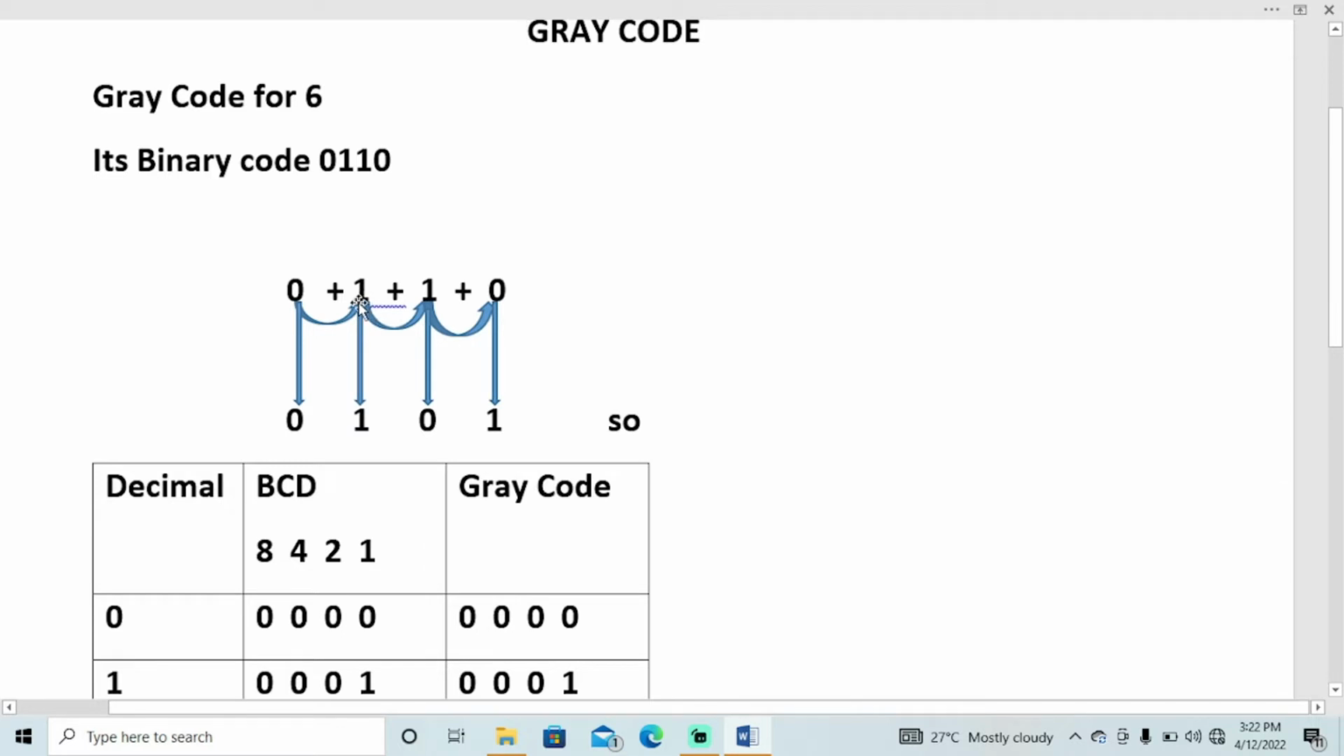And now for the third one, we take the second binary digit and add it with the third. Of course, 1 plus 1 according to binary addition rules, you will get 0 carry 1, but now you will just disregard the 1 and write the 0. And now for the fourth one, we will have the third one added to the fourth one, which will be 1 plus 0 to get 1. So our gray code for 6 will be 0, 1, 0, 1.